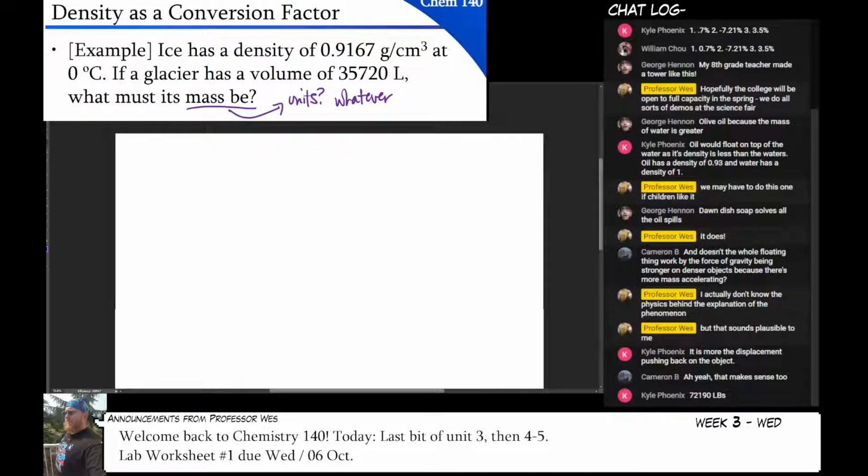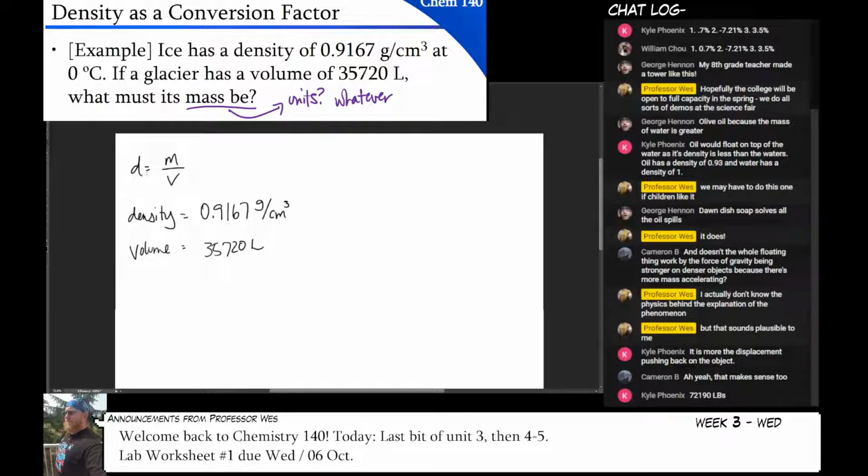All right, so you'll notice that for this problem, we have all sorts of crazy units, and none of them match, because of course they don't. So let's start by writing down the density formula. And I know that the density of the ice is 0.9167 grams per cubic centimeter. And I know that the volume is 35,720 liters.